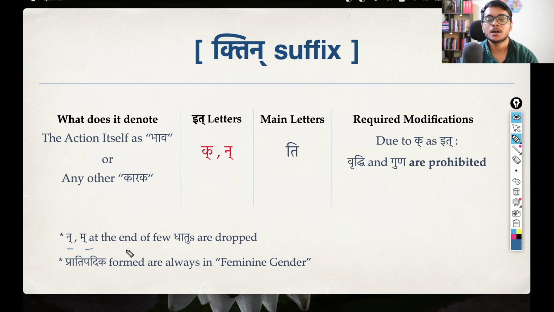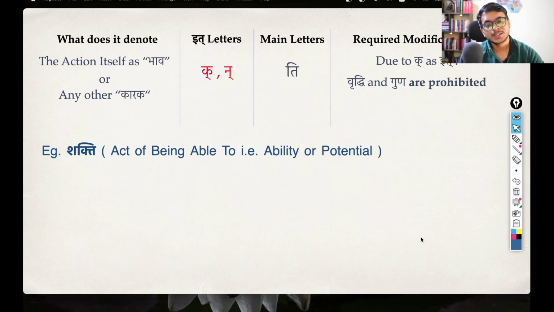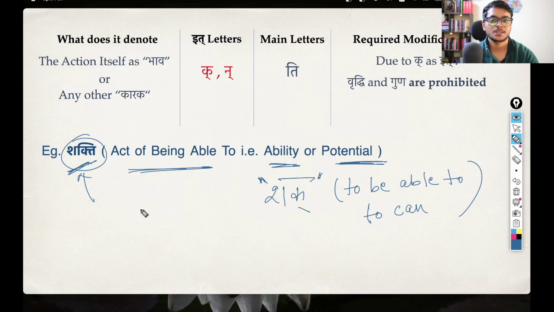And na and ma at the end of a few dhatus are dropped. So this is an additional point that for a few dhatus, when they are being modified using the ktin suffix, the na and ma at their end is dropped. Okay, again we'll see with the example. But this is all the detail for the ktin suffix. Now let us see our first example, the pratipadika shakti. And this pratipadika shakti is coming from shak dhatu. Shak dhatu means to be able to, can. Okay, aham shaknomi, I can, I am able to. And the bhava of this dhatu will be the act of being able to. So that is the ability or the potential, right? So that is this shakti. That is what it represents. And again, such a beautiful word, shakti. Because who is Adi Shakti?